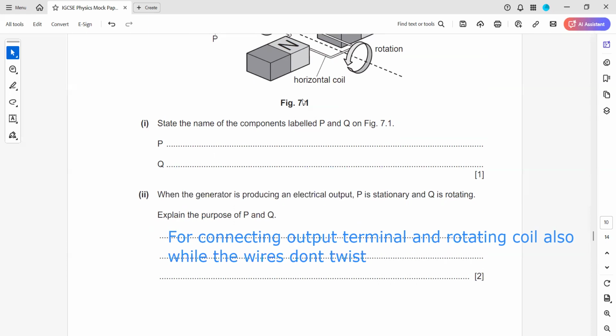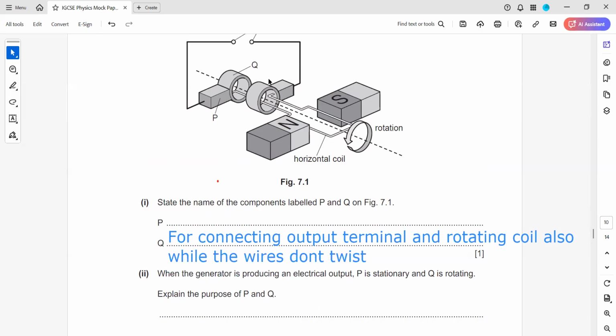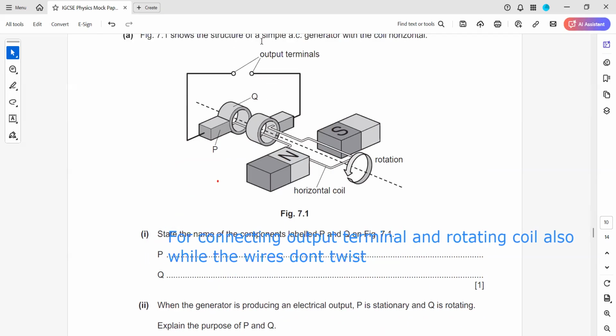So what is the purpose of P and Q, the slip rings and the carbon brushes? The main purpose of P is to connect the circuit to the wires. Like the question says, P is fixed. So why is P fixed? So that there will remain a connection between the external circuit, the output terminal, and the internal circuit, the slip rings.